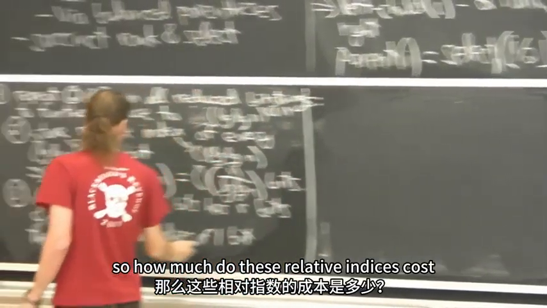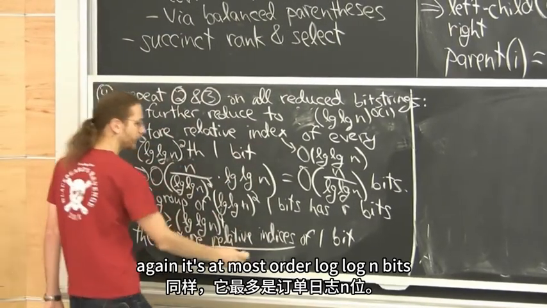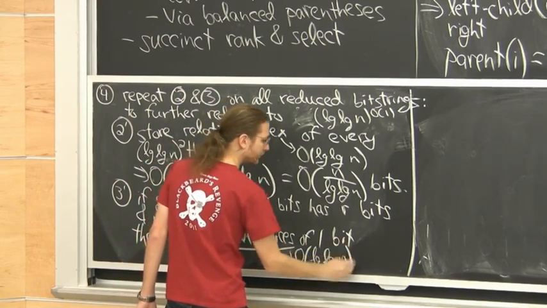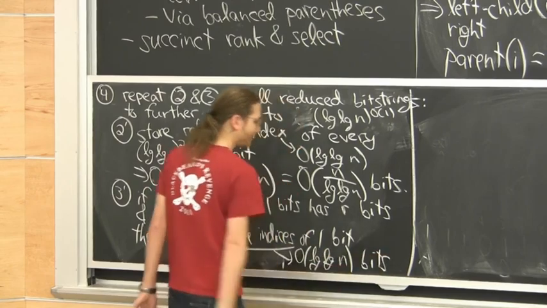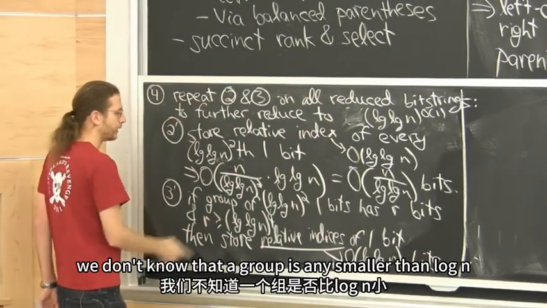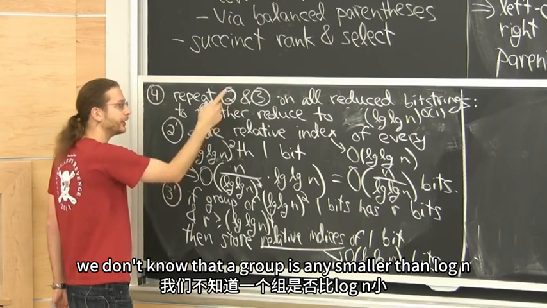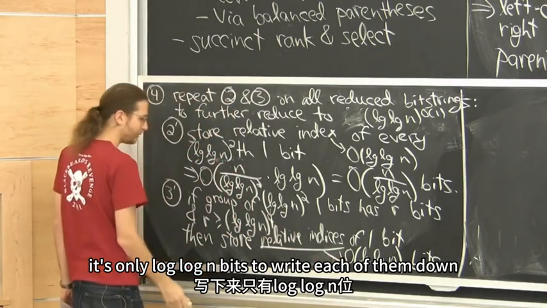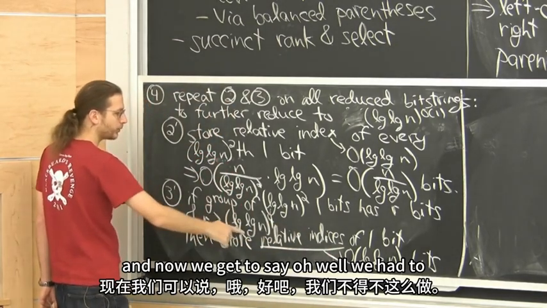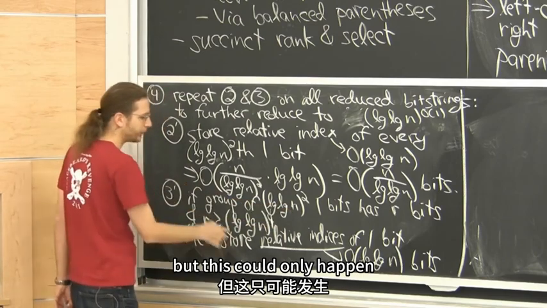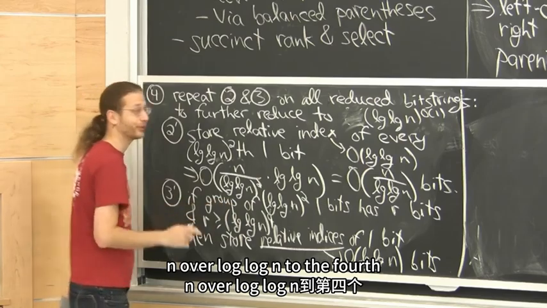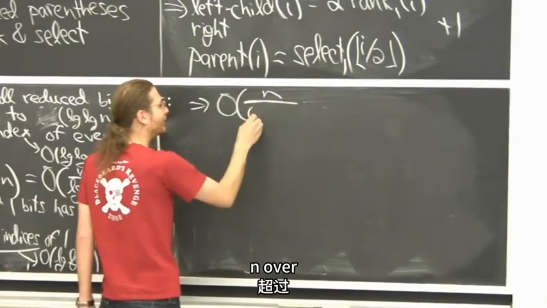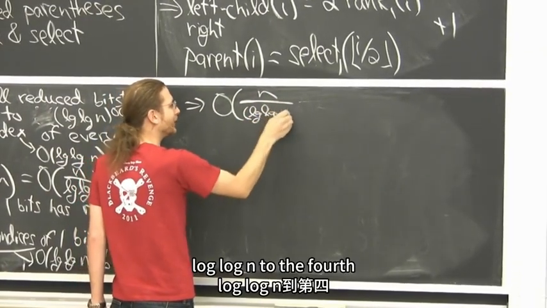So how much do these relative indices cost? Again, it's at most order log n bits to write them down. We don't know that a group is any smaller than log n, but it's at most the original size of log n. It's only log n bits to write each of them down. And now we get to say, oh, well, we had to write down log n squared 1 bits, but this could only happen n over log n to the 4th many times. So the space is n over log n to the 4th.